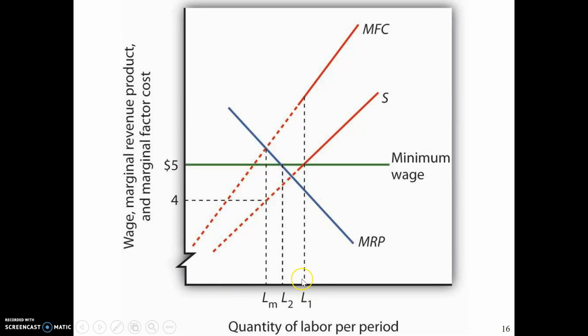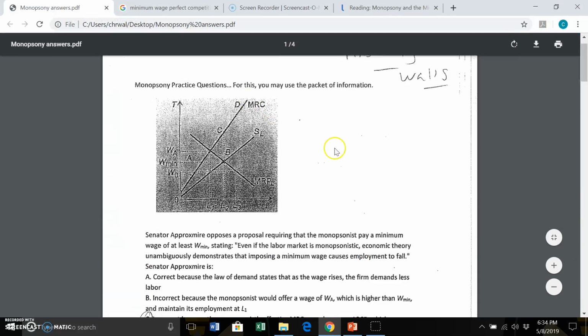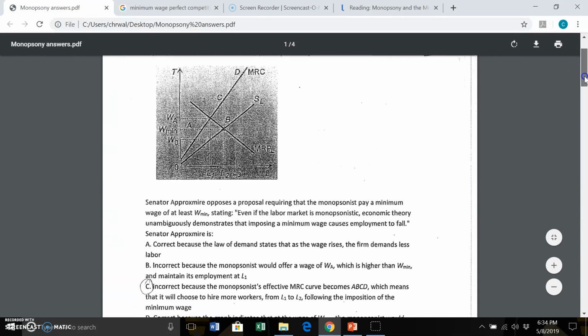So if we go over to the homework, let me pull this up. Let's see, oh, here it is. Here's my little PDF. What would be the answers to this?